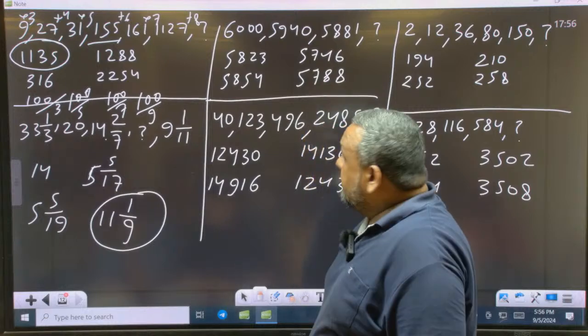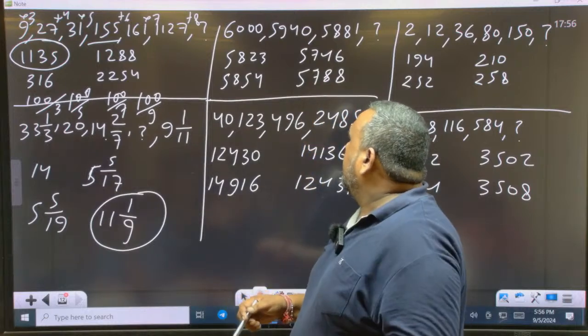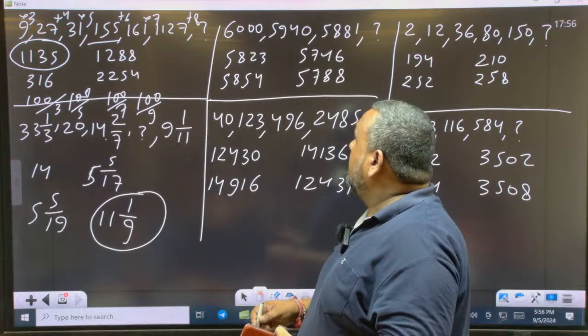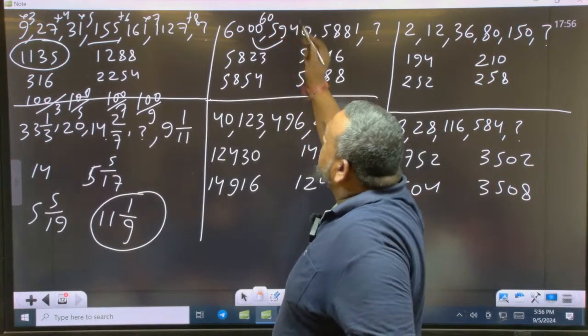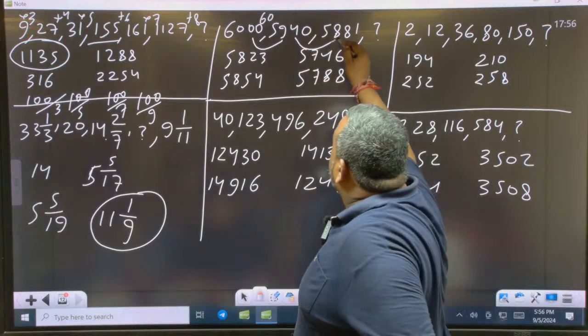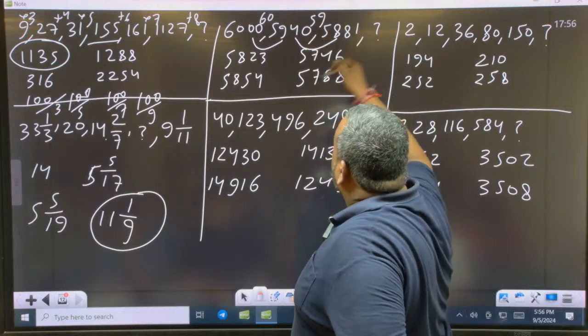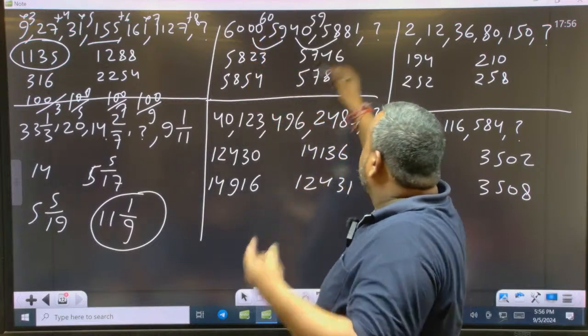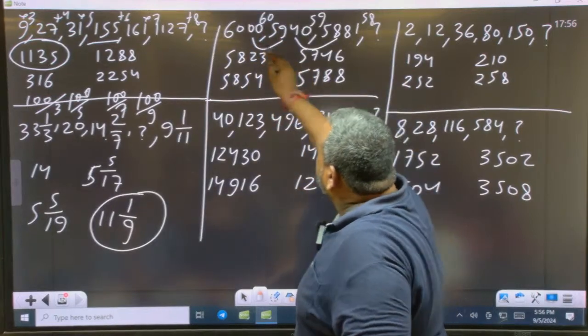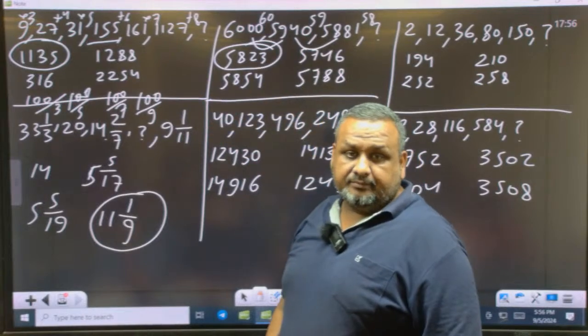Next. The difference between these two, 60. Difference between these two, 59. 60, 59, 58. Answer 5823.